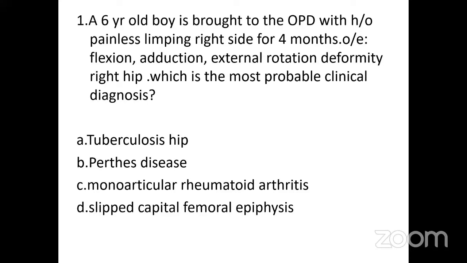Flexion, adduction, external rotation in a child is usually Perthes disease. And flexion, adduction, external rotation in adults and the old is osteoarthritis of the hip joint. So that point should be very clear. Then only we can get the diagnosis. So here the answer is Perthes disease.